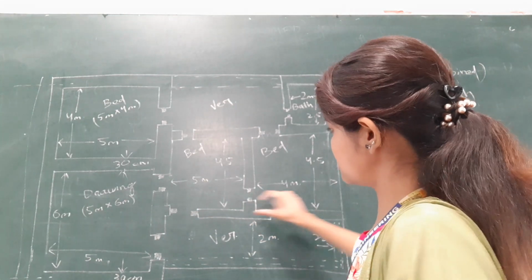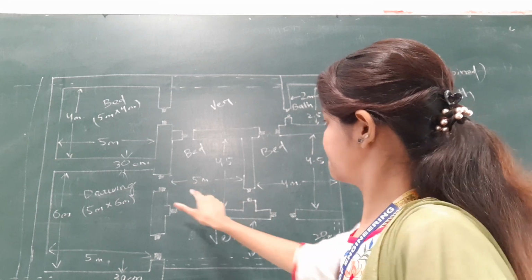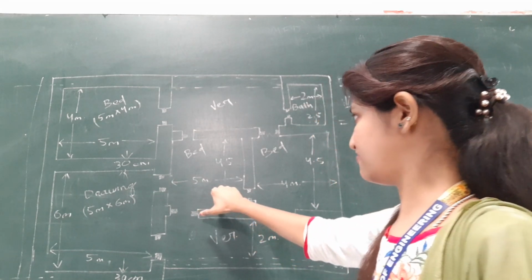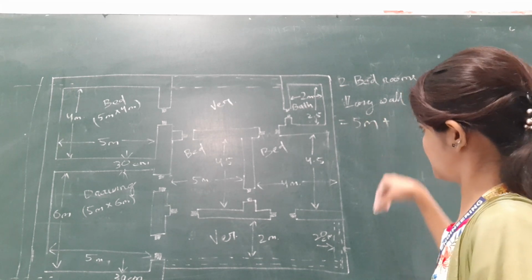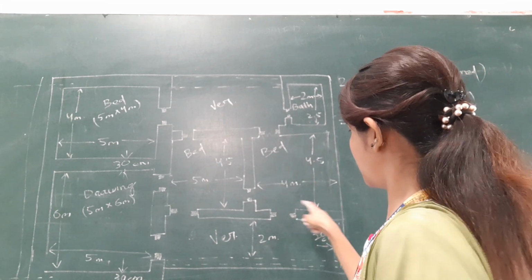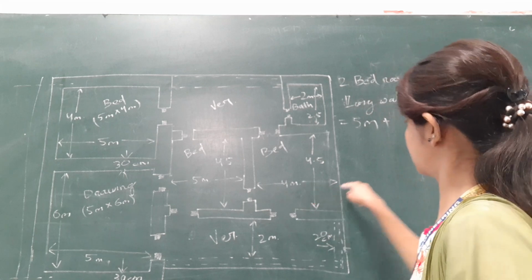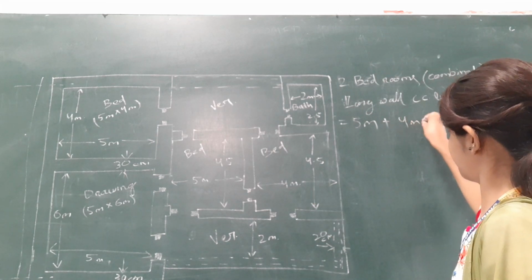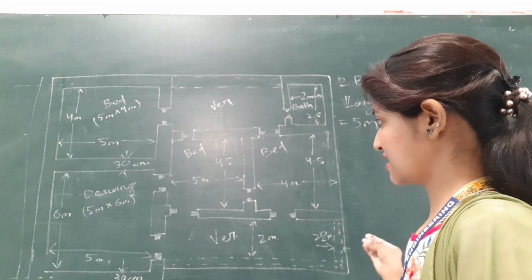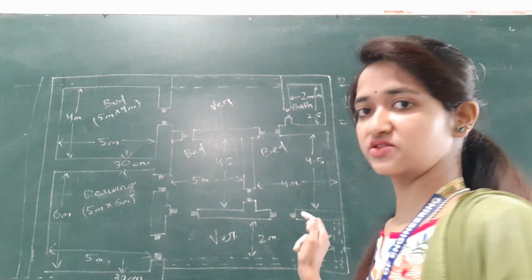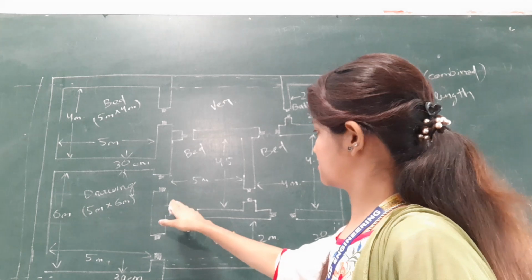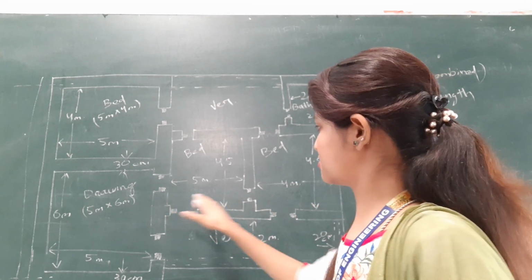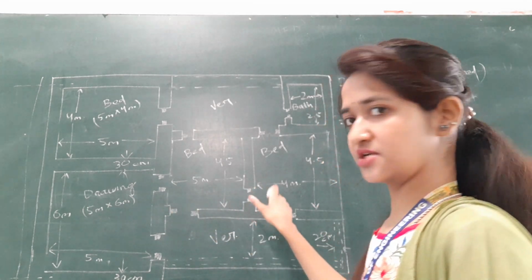Obviously, the long wall is there, this to this. So, at first we can write 5 meter plus this room area is 4 meter, this to this 4 meter. Okay. Next, this is a 30 cm thick wall. Okay. For this long wall, the center to center length, this is also included.